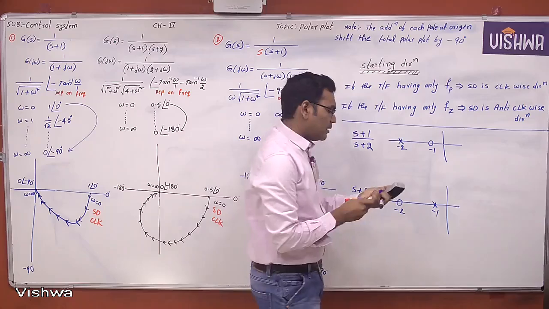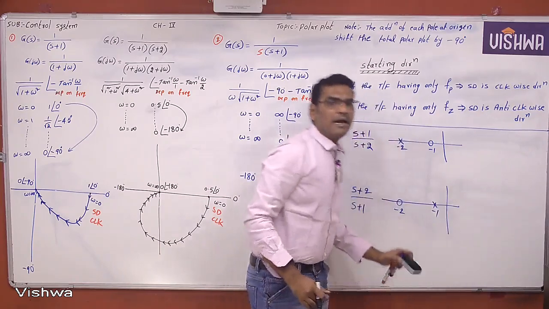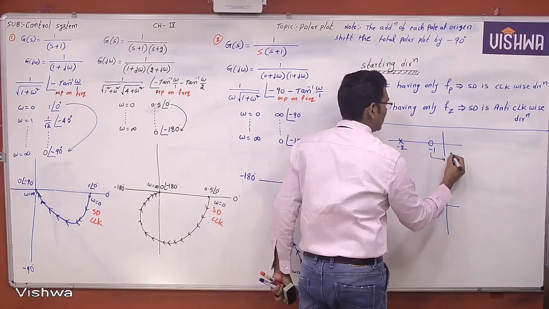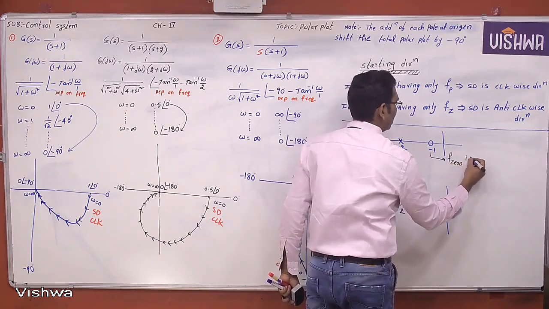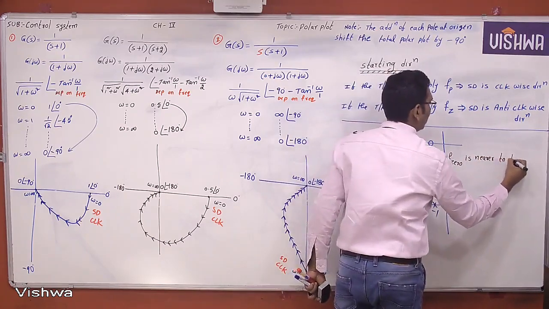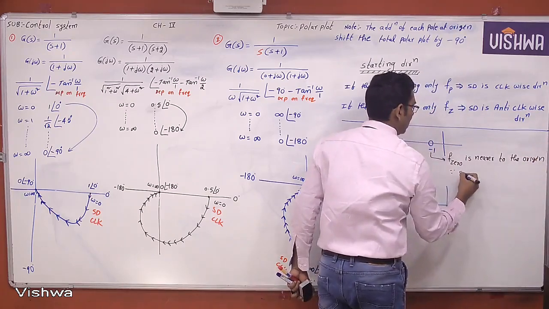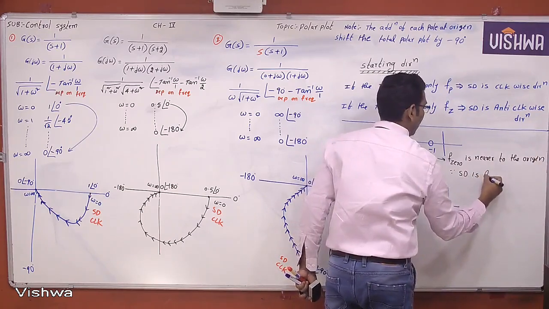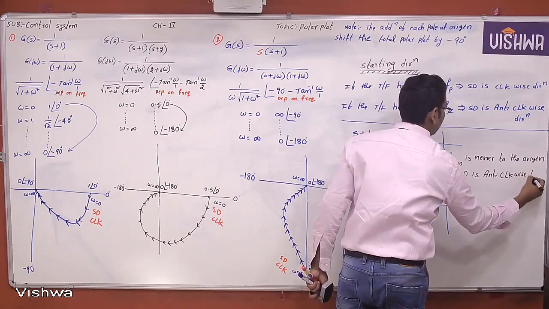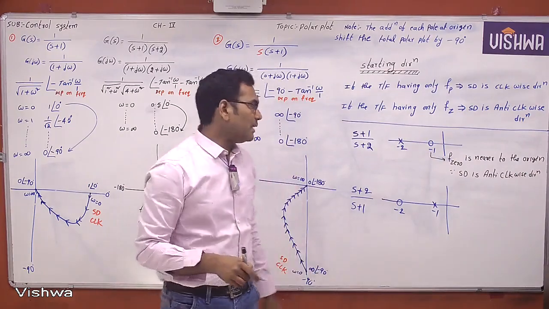You just see the poles and zeros in the s-plane and identify which is nearer to the origin. Now this is a finite zero. Here, this finite zero is nearer to the origin. Therefore, the starting direction is anti-clockwise direction. Finite zero is nearer to the origin, therefore the starting direction is anti-clockwise direction.